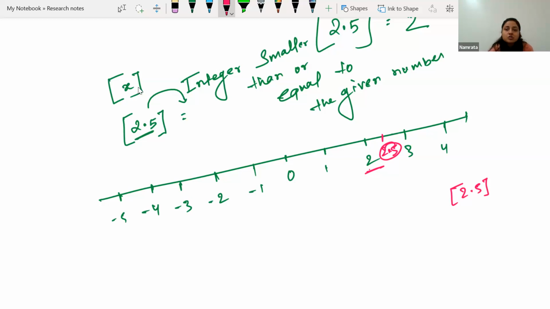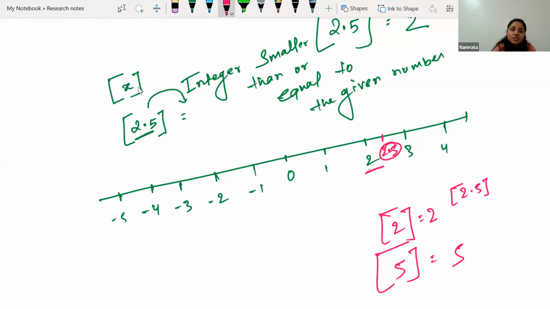Why am I saying equal to? If you have 5, it will give 5 only. If you have 2, it will give 2 only. So this greatest integer function will always give the result smaller than or equal to the number which is inside it. So for 2.5, the integer just smaller than 2.5 is 2, and yes, 2 is an integer, so the result will be 2.